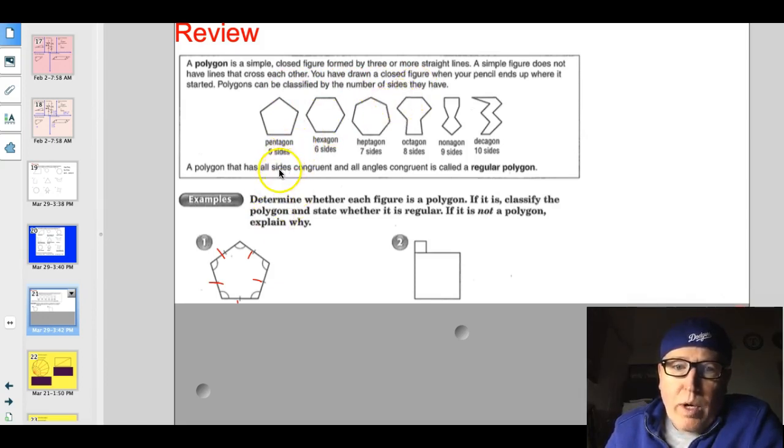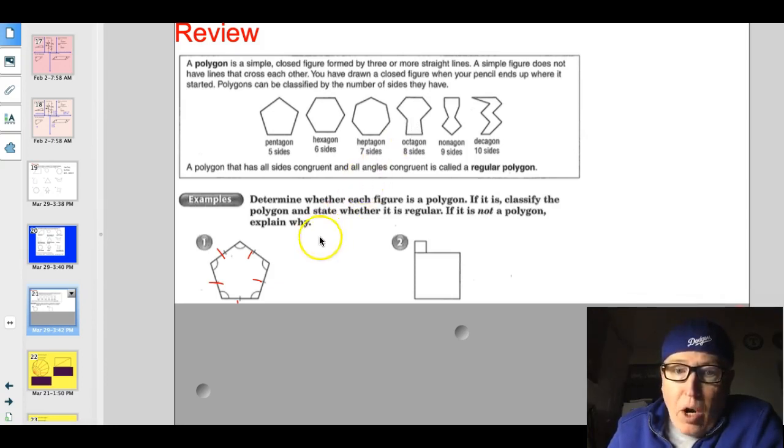I also wanted to go over what a regular polygon is. A regular polygon is a polygon that has sides that are congruent and angles that are congruent. So this is a regular pentagon. Notice that all the sides are the same and all the angles are the same. This is a regular hexagon, regular heptagon. These are not necessarily going to fit the definition of regular because not all of the angles will be the same, even though all of the sides may be the same.